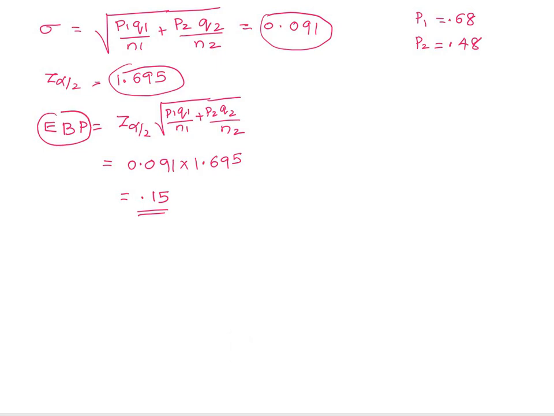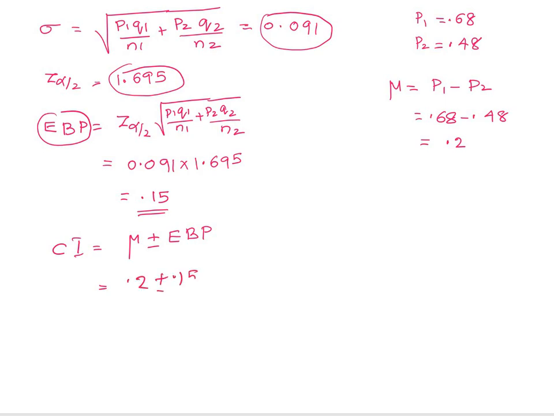Okay, so error. Now we can find the confidence interval. The formula is mu plus or minus EBP. Mu is P1 minus P2, that is 0.68 minus 0.48, that's equal to 0.2. So we can find that value, the confidence interval. So it is 0.2 plus or minus 0.15.